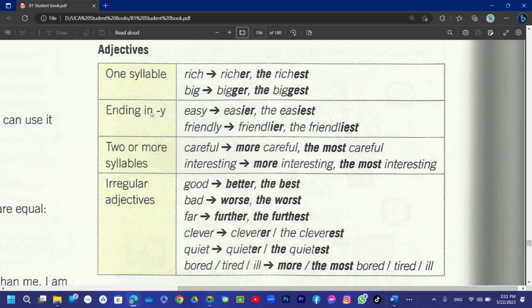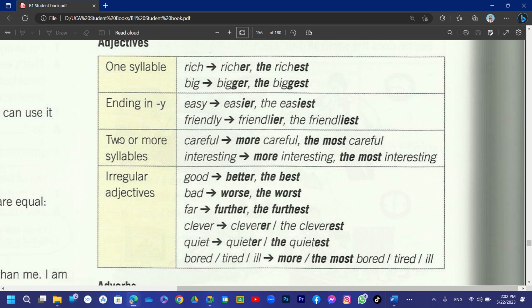If it's a two-syllable adjective that ends in y, like easy or friendly, they mostly also take -er, but the y changes to an i. For example, easy changes to easier, and it can also take -est, but again the y changes to i, and it adds "the" as well: the easiest. Then you have friendly, friendlier, the friendliest.